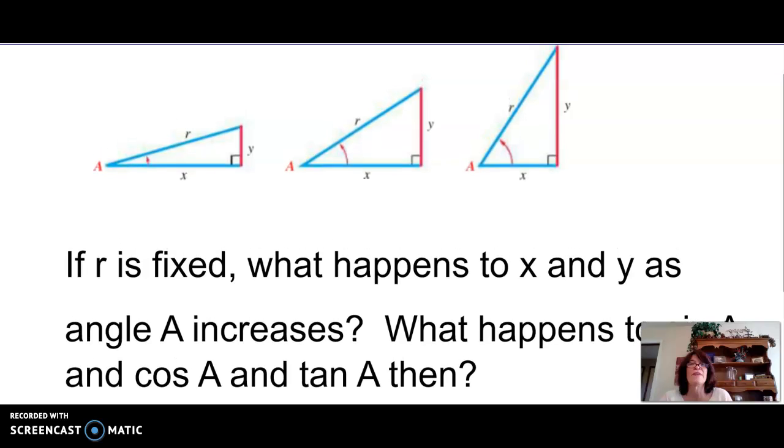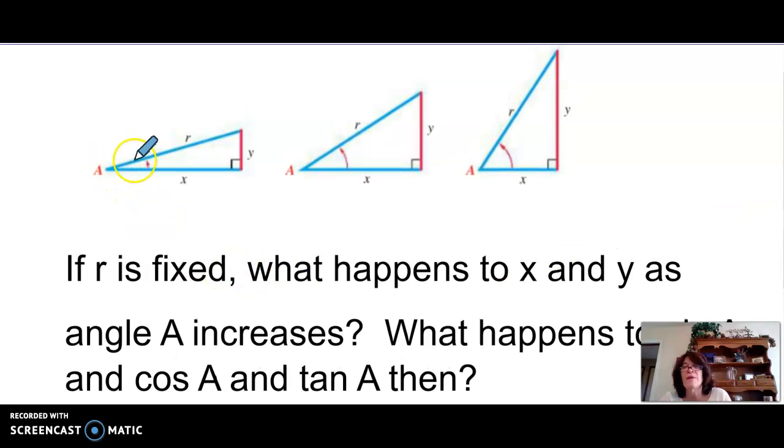All right, look at these triangles. Let's say that r is a fixed length. Whatever this length is, it's the same. What we do is we open up the angle. The angle A increases. As angle A increases and r stays the same, look what's happening to x and y.